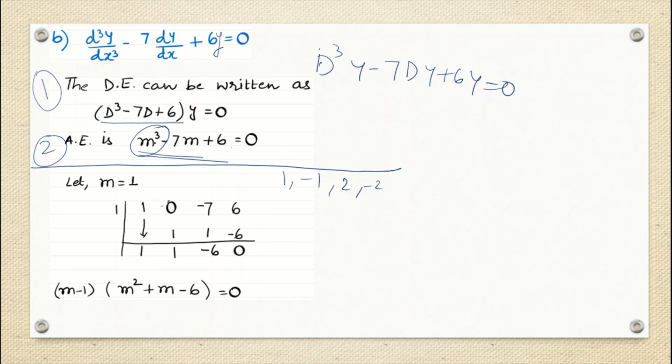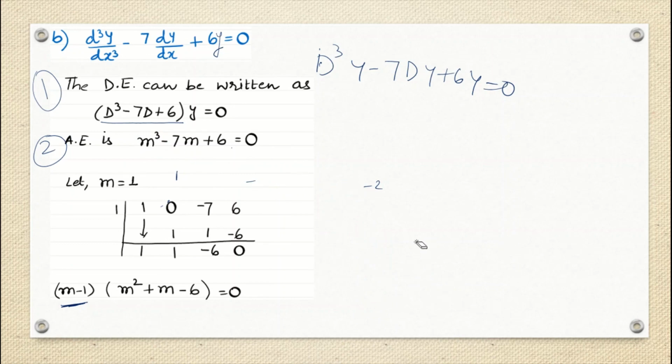Okay, so if I replace m with 1, this will be 1 cube minus 7 into 1 plus 6. So you got 6 plus 1, 7 minus 7 equals 0. That means you came to know that m equals 1 satisfies this auxiliary equation. That means m minus 1 is one of those factors. That m minus 1 we will write down later. First we have to perform this division. So now what I'm going to do here? Now I know that m equals 1, so this one I am writing down here.